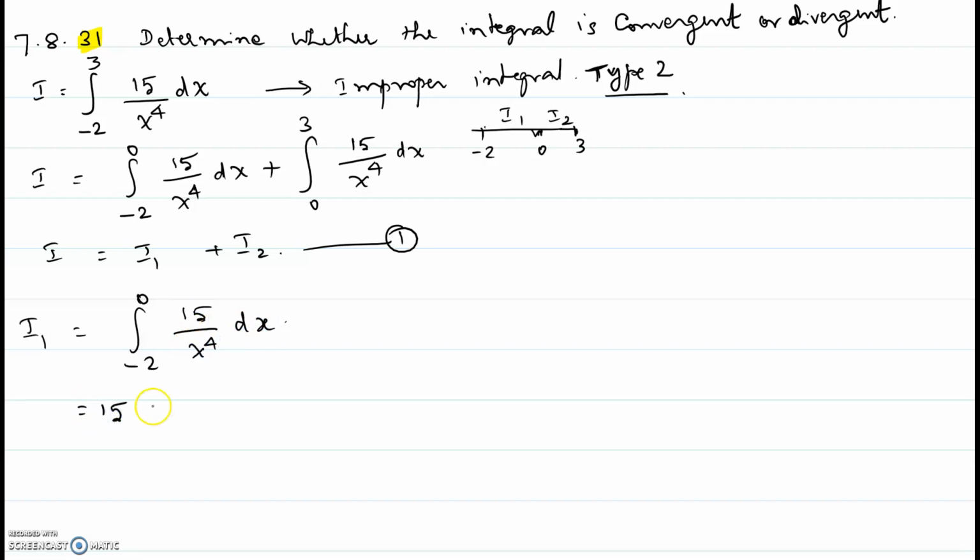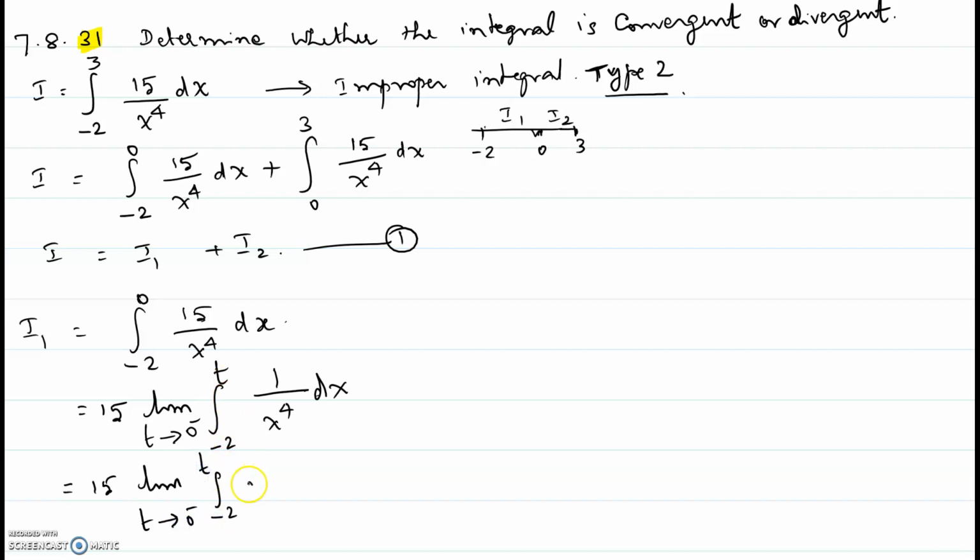So 15 can be taken out. We'll apply the improper integral technique. 15 times the limit as t approaches 0 from the left of the integral from -2 to t of 1 over x to the power 4 dx. So it is 15 outside, limit as t approaches 0 from the left, integral from -2 through t of x to the -4 dx.